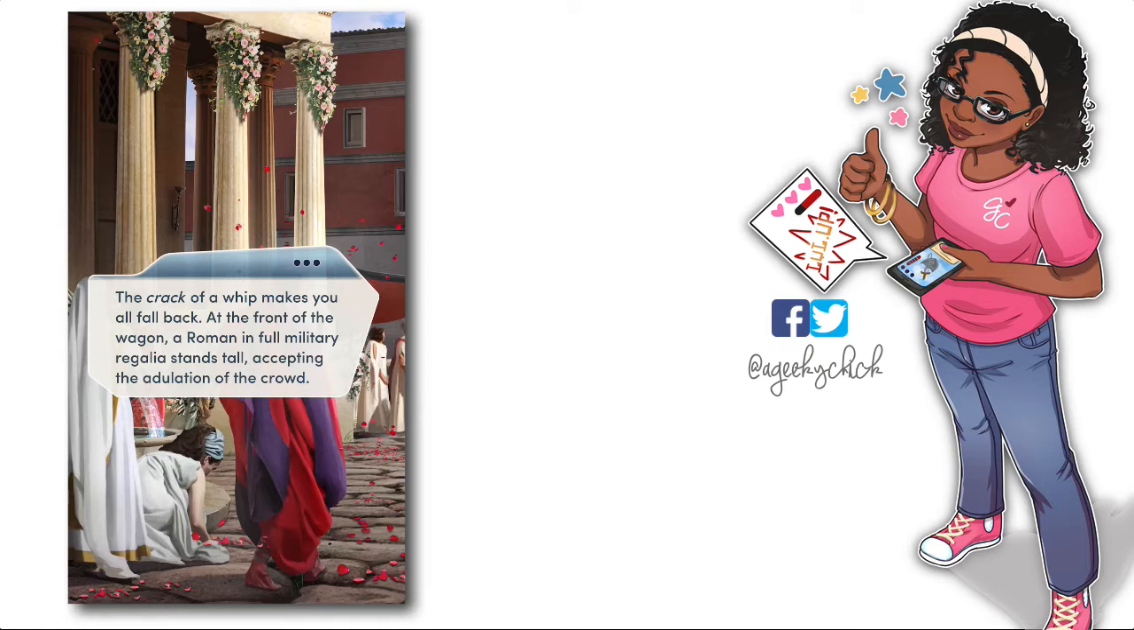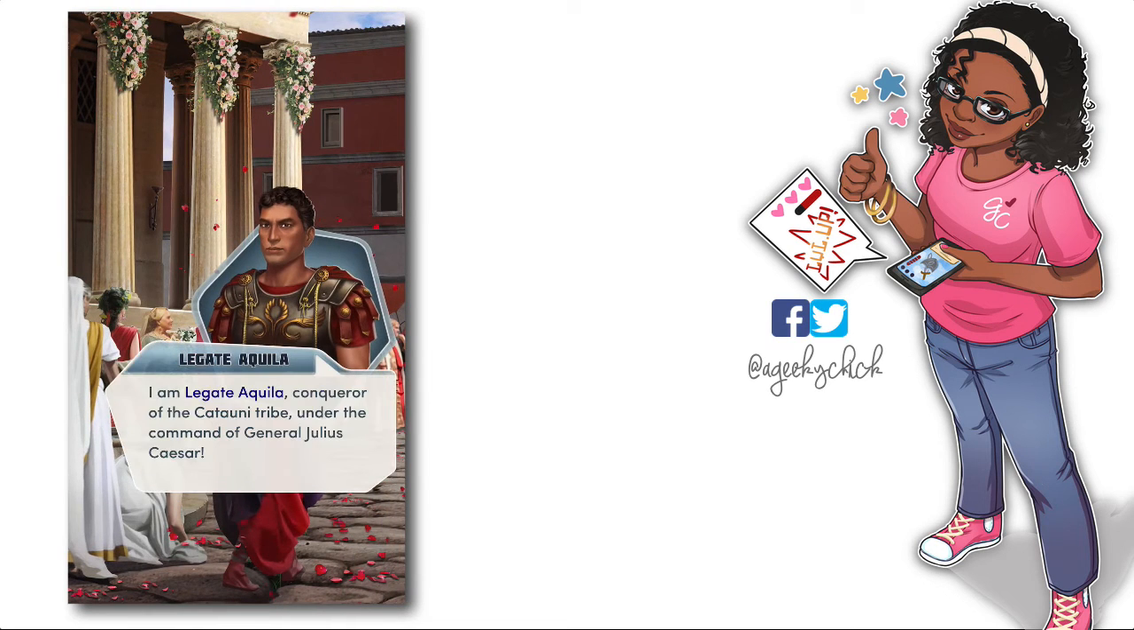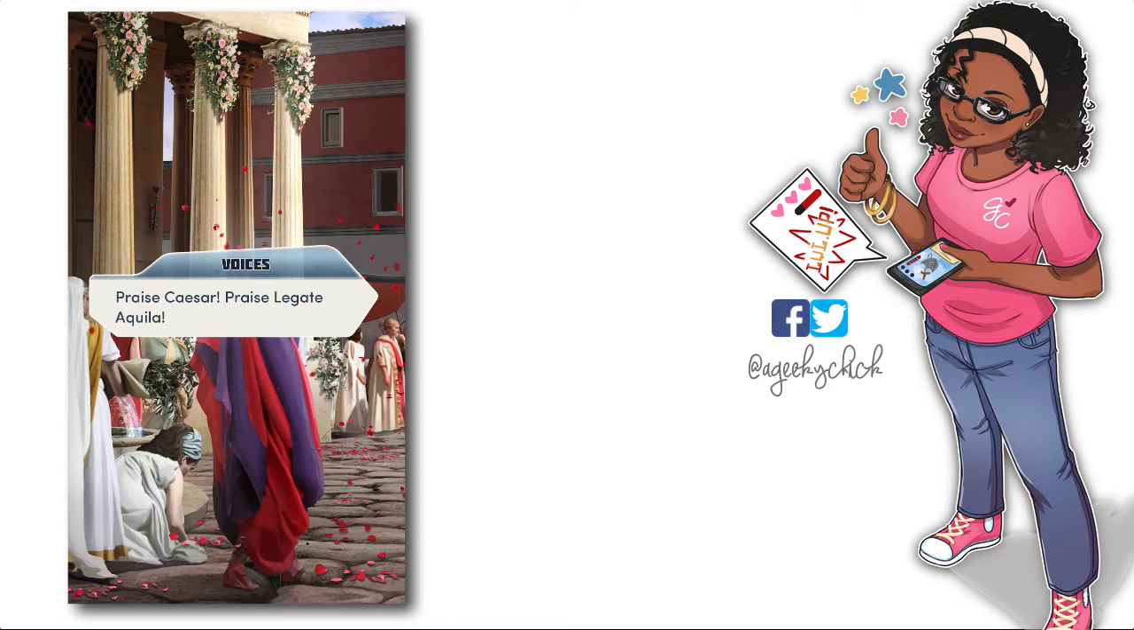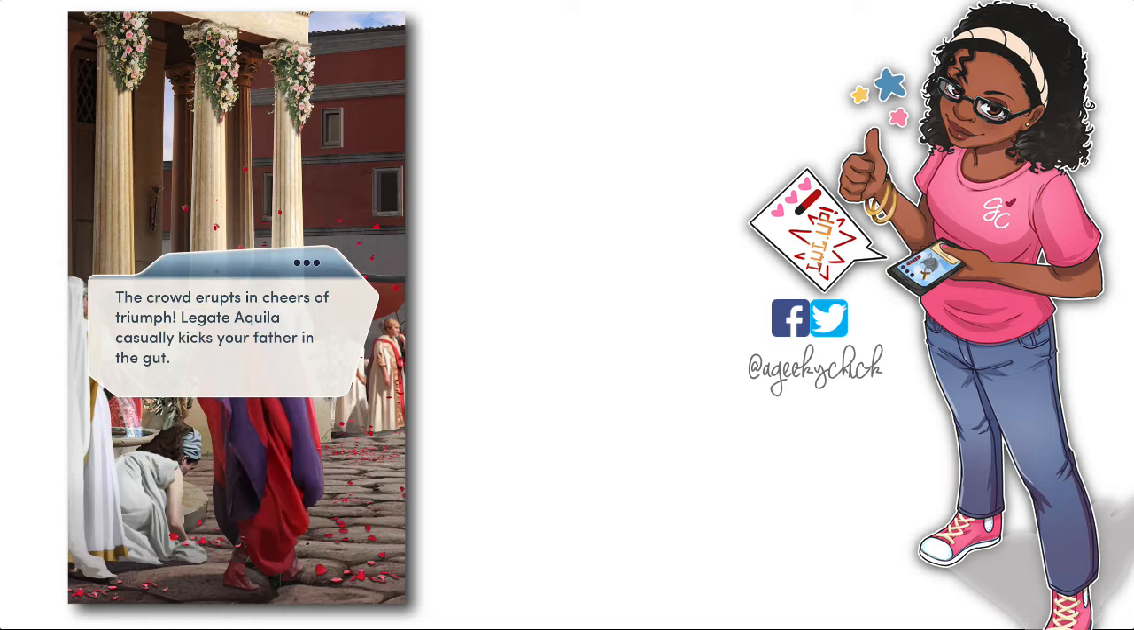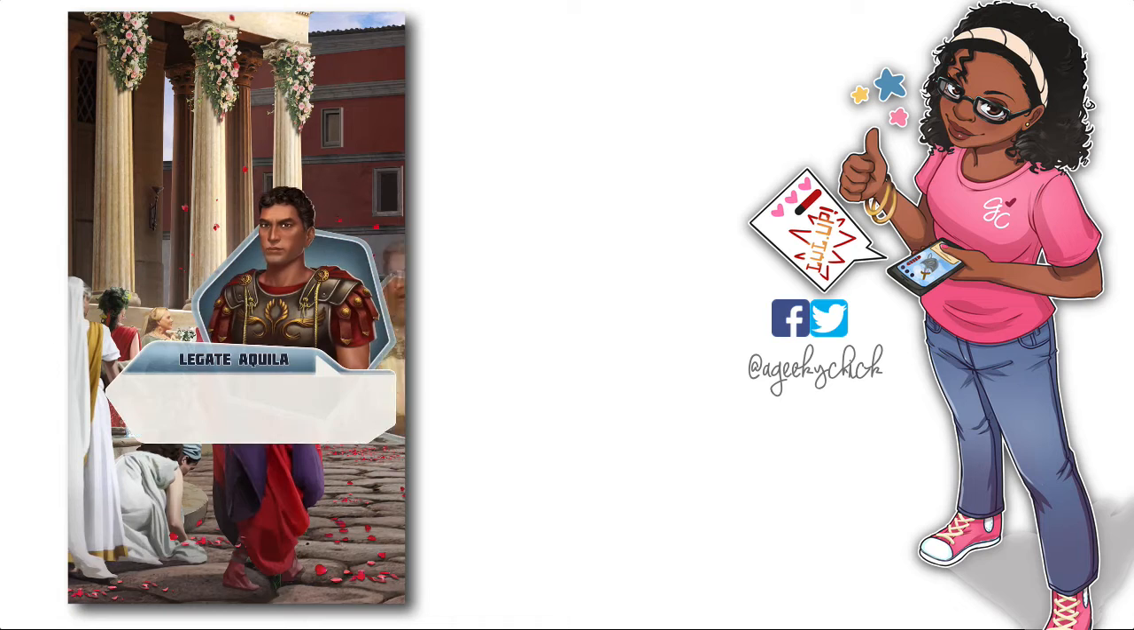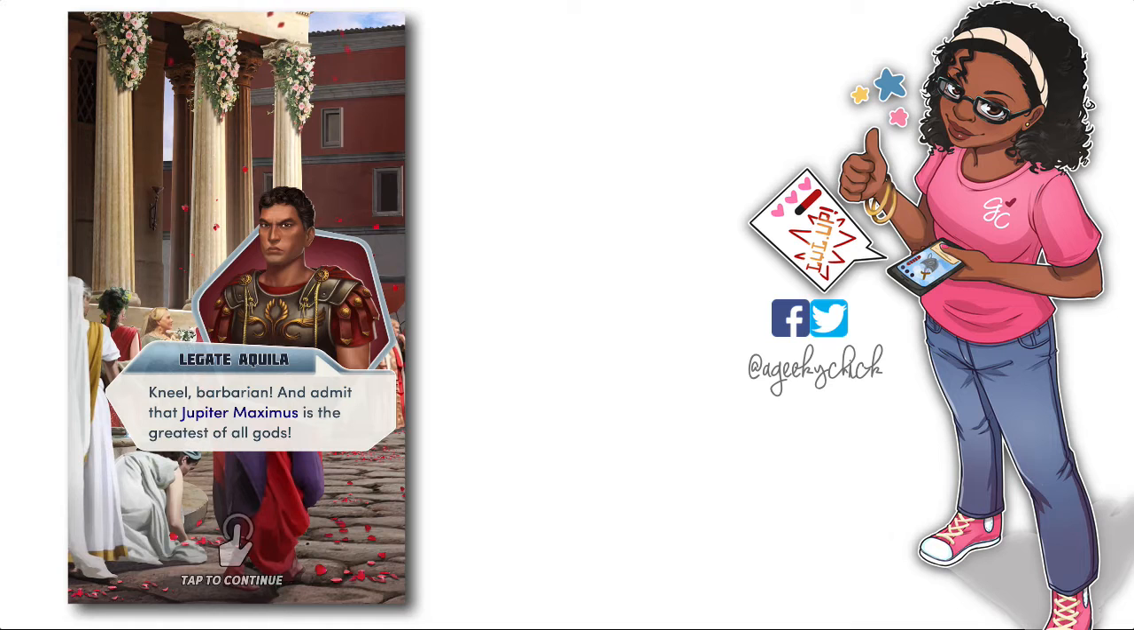At the front of the wagon, a Roman in full military regalia stands tall, accepting the adulation of the crowd. I am Aquila, conqueror of the Catuni tribe, under the command of General Julius Caesar. Praise Caesar, praise Aquila. I present to you the barbarian chief and his family, forced to their knees by the might of Rome. The crowd erupts in cheers of triumph. Aquila casually kicks your father in the gut. Kneel, barbarian, and admit that Jupiter Maximus is the greatest of all gods.